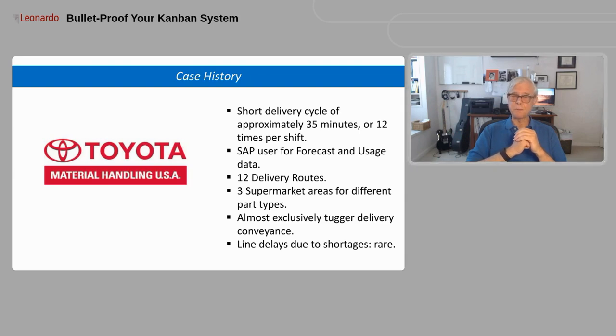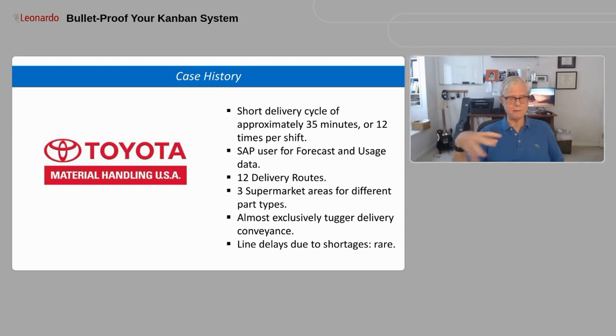They have 3 different supermarket areas, so again, additional complexity. They have one for the hardware items that I mentioned, one for intermediate sized parts, and one for imported parts. So 3 different physical areas come together in a consolidation area to be loaded onto the tuggers. And then they have almost exclusive tugger delivery conveyance. There are a few exceptions, really big, heavy items. Engines, I think, are delivered on an AGV kind of cart. And the counterweights are huge and extremely heavy, delivered maybe by fork trucks, I think.